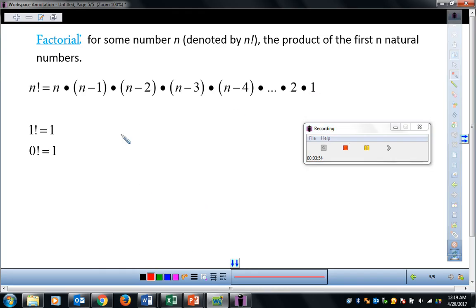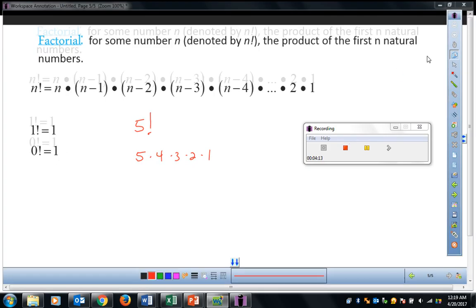So, for example, let's look at a number now. If I had 5 factorial, that's going to be the same as 5 times 4 times 3 times 2 times 1. Notice here, 1 factorial is 1, that's easy enough. 0 factorial is also just 1. A couple examples of this.